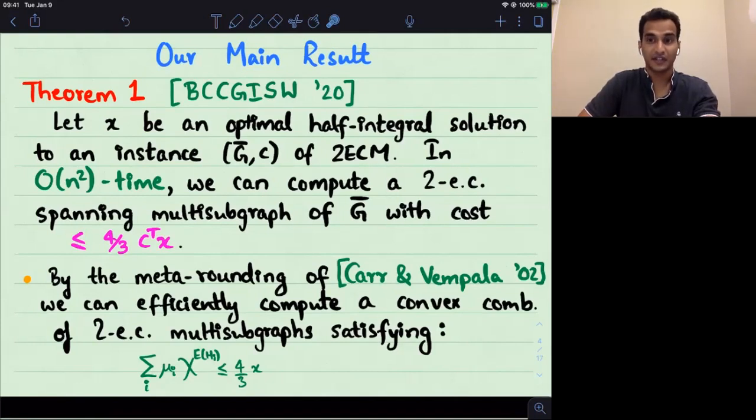We can actually strengthen this result even more by using the meta-rounding algorithm of Carr and Vempala. We can use the above 4/3 approximation algorithm as a black box and obtain a convex combination of 2-edge connected multi-subgraphs that is dominated by 4/3 x.